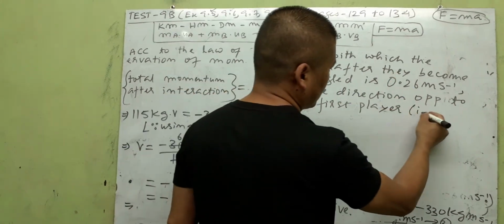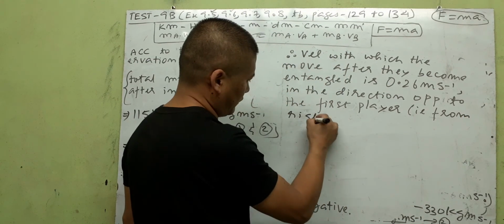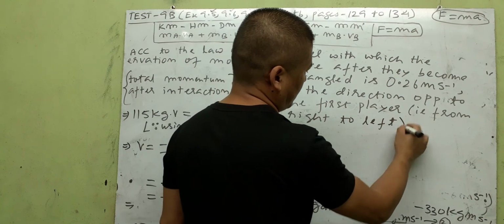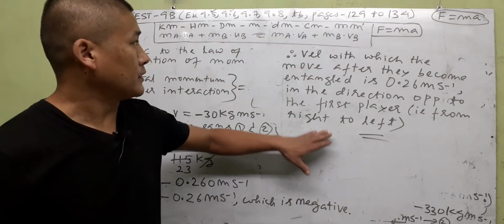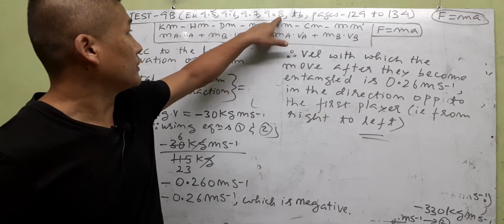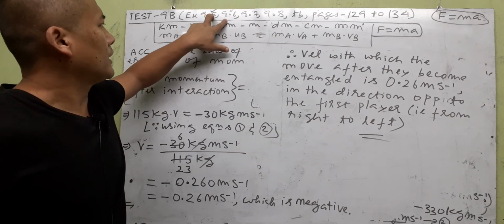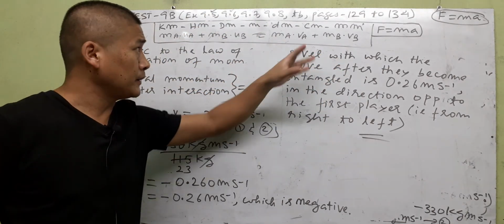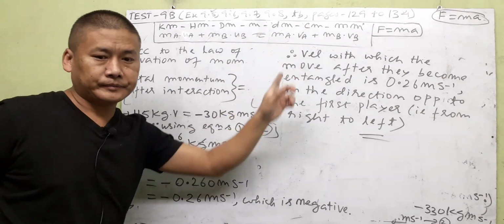First player, that is, they will begin to move from right to left. From right to left. So that's your answer. That concludes the test portion. In this class, this 2, 9.7, 9.8, previous class, this 2. So you can now go and give the test, okay? I hope that's clear to you.